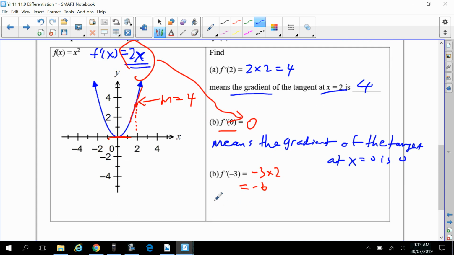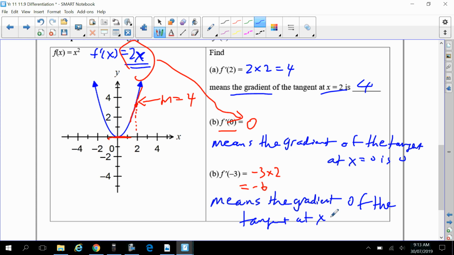How about the next one? It means the gradient. Again, how do you learn a new word in English? Write it in a sentence. You should write it in a sentence you remember. You remember, you do, you understand. Do it. The gradient of the tangent at x equal to negative 3 is negative 6. That's all that is. If I measure the gradient at negative 3, it gets very steep. It gets negative 6. Get the idea?